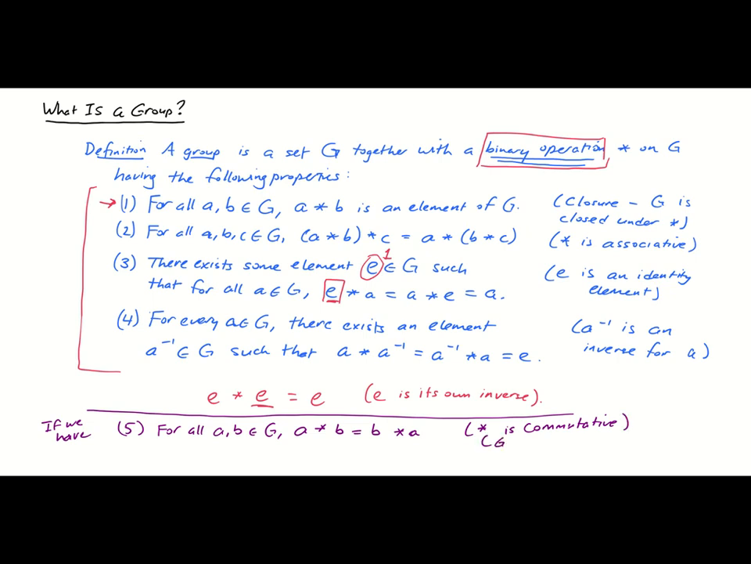And we also say that G is an abelian group, assuming that all the other properties hold. So if we have a group and its operation is commutative, then we call that an abelian group. Sometimes people capitalize the word abelian because it's named after the mathematician Abel. I usually just write it in lowercase.